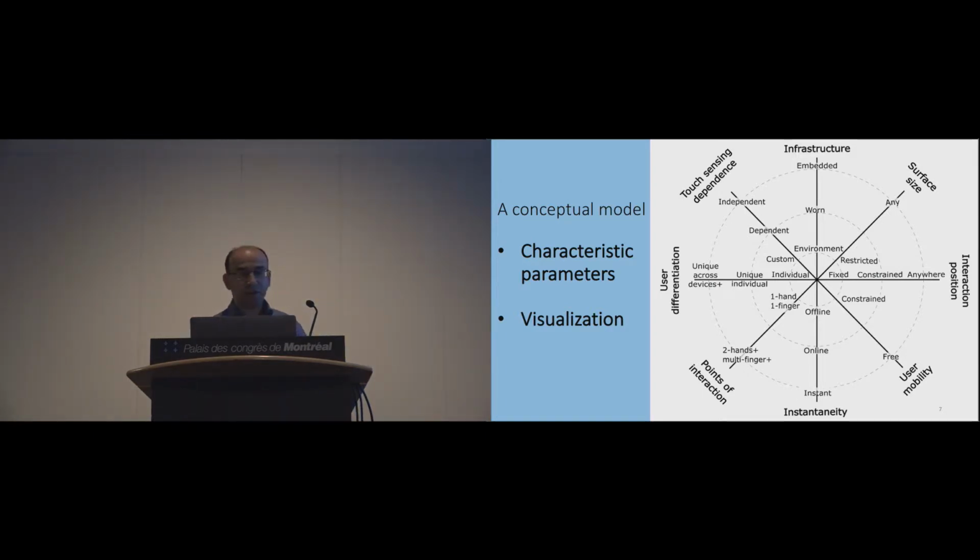And then we have points of interaction, where some systems go as far as identifying or distinguishing between the hands and even the fingers of the interaction, and others only support one hand, one finger. And then we have whether the systems do that instantly, or offline after the activity, or online, something in between. And then some systems restrict user mobility while others allow freedom of mobility. And finally, whether users are allowed to interact anywhere on the surface versus restricting their interaction.